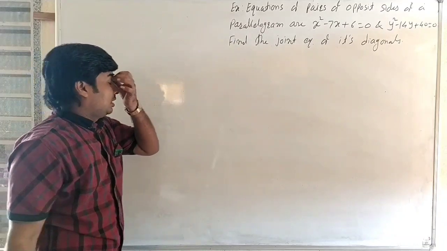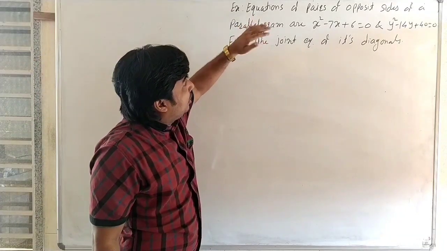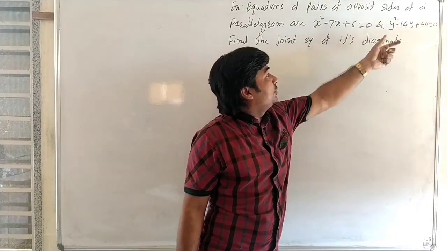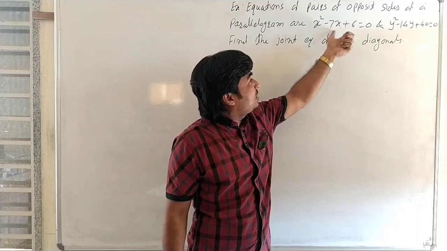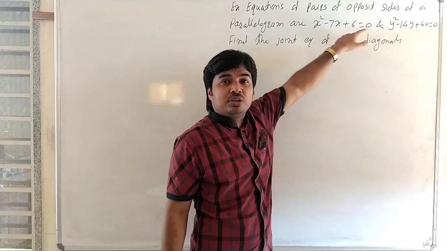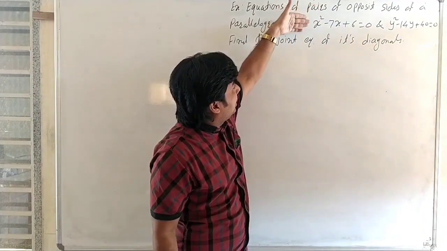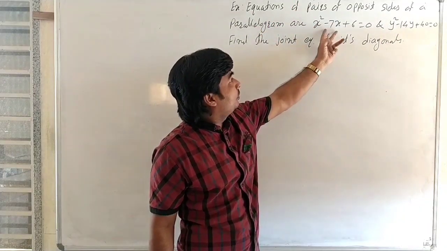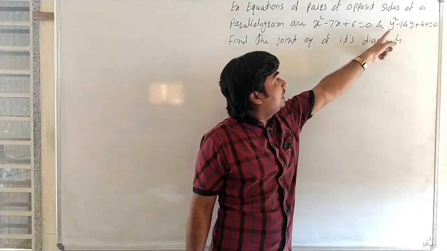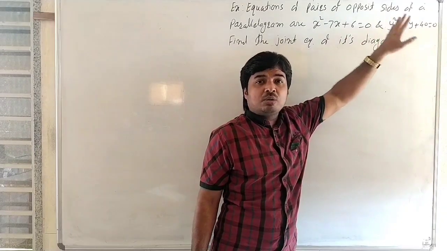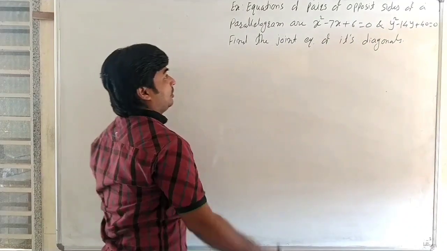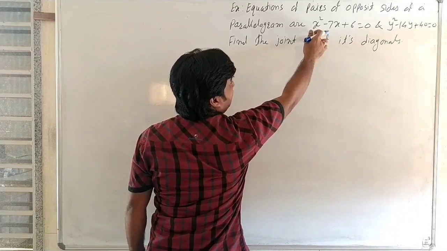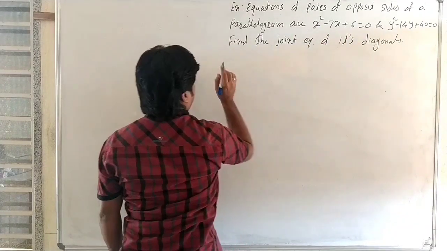Now here, given are the four equations. Here these are the two equations and these are the two equations. x square minus 7x plus 6 equal to 0. It is a second degree equation. Therefore here it represents two lines which are the opposite sides of the parallelogram. And the other equation also gives two lines which are the other two sides of the parallelogram. Now first we separate these lines. It is a quadratic equation, a second degree equation in the form of a quadratic equation.